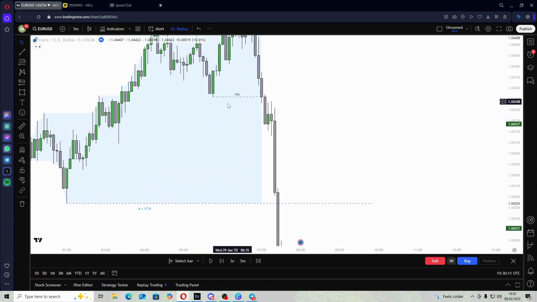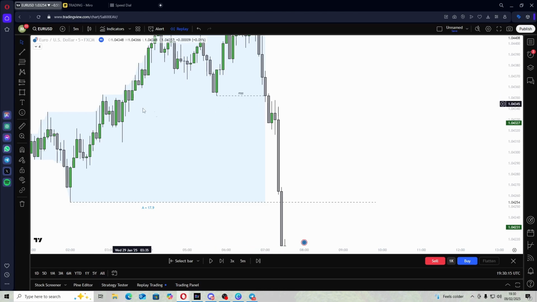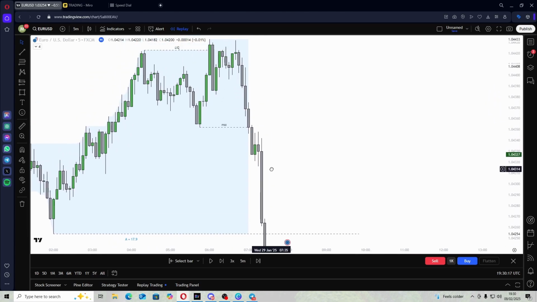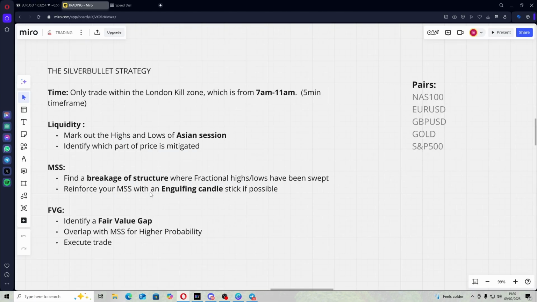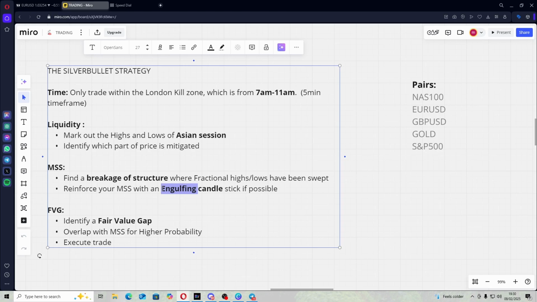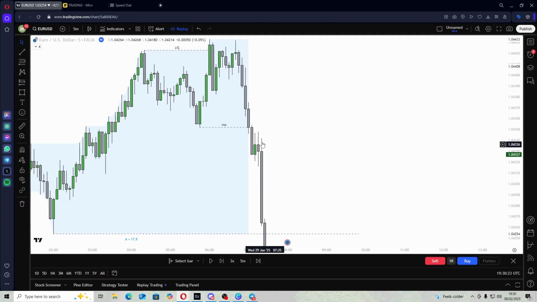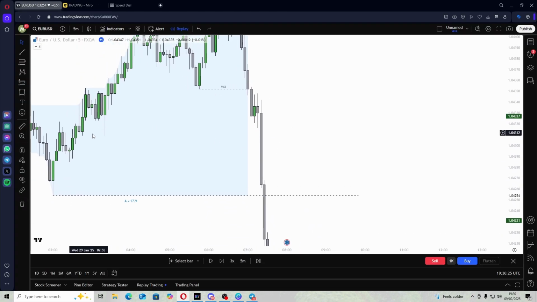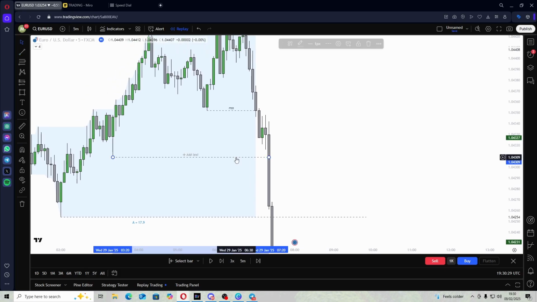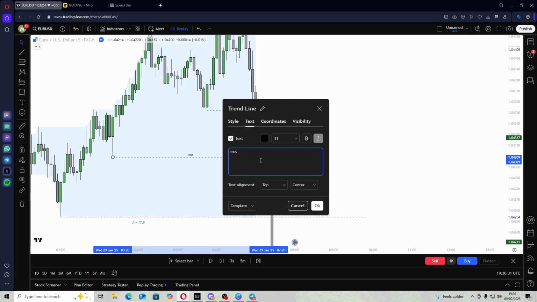Okay. You can see maybe some people won't actually know which one of these is a market structure shift, which one they should use. So I told you, use the market structure shift with an engulfing candlestick. I even have it highlighted right here. Okay. So you can see this is a big candlestick, and it's actually engulfing above this one right there. So we just got a massive market structure shift, and we're going to be using this one right there.